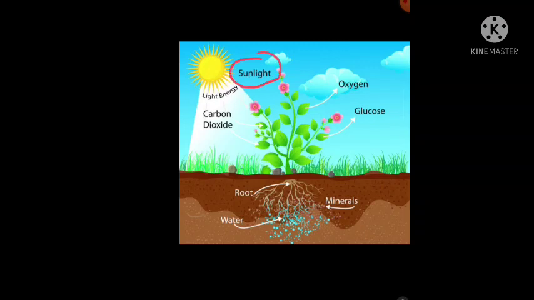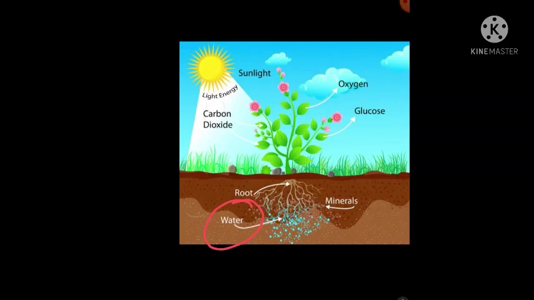Next is sunlight, which is absorbed by the chlorophyll present in the leaves. Then carbon dioxide, CO2, is absorbed from the atmosphere by the leaves through small pores present on the lower surface of the leaves. We know these pores are called stomata. And last of all, that is water. Water is taken up from the soil by the roots and transported to the leaves through pipe-like structures called vessels. They are present throughout the plant body.